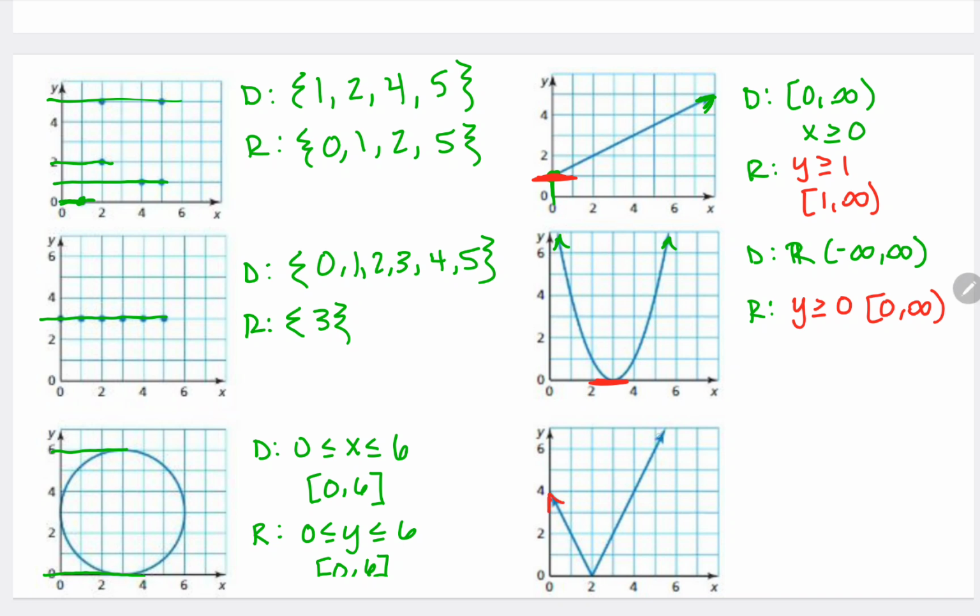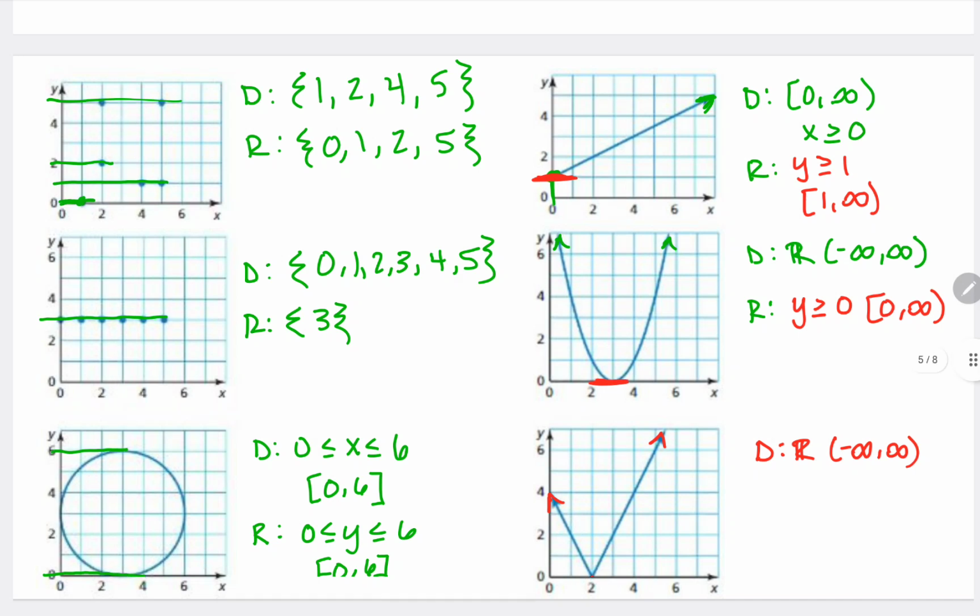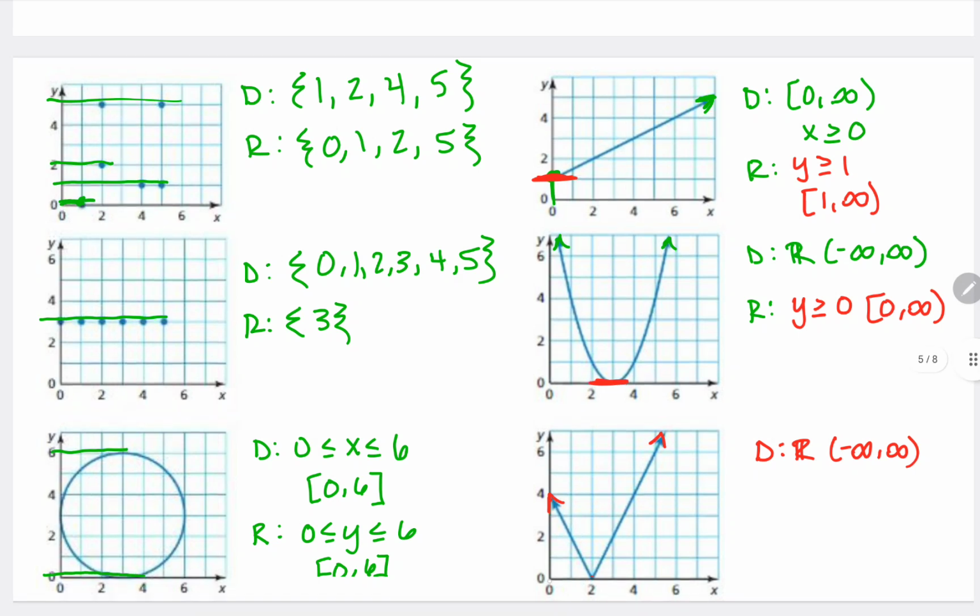It goes on and on forever to the right and to the left. So my domain is all real numbers, or negative infinity through infinity. My range never goes below 0. So my lowest y value is 0. Everything else is bigger than that. So 0 through infinity.